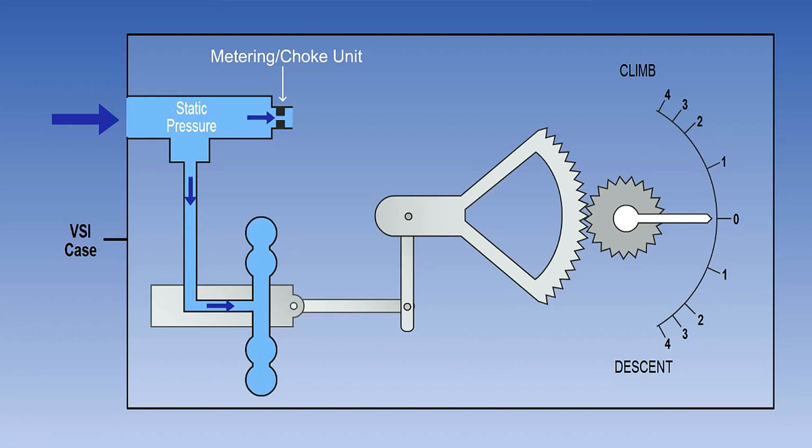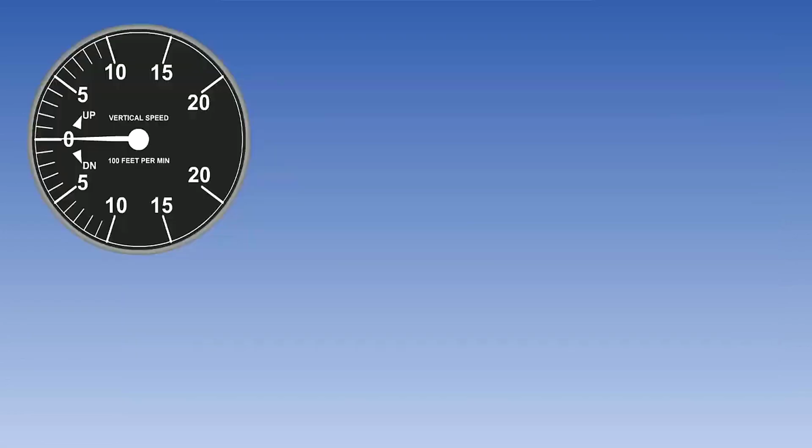To achieve this, static pressure is directed through a capillary tube and an orifice in the restrictive choke of the metering unit. The effects of the static pressure in both these components combine to self-compensate for pressure variations with altitude and temperature, thereby giving a near-consistent indication of rate of climb or descent, whatever the altitude or temperature. The VSI is susceptible to the following errors.